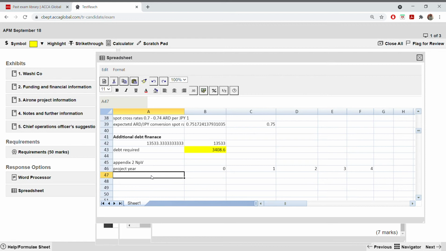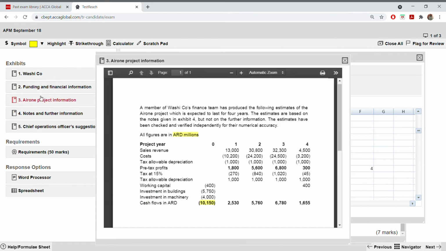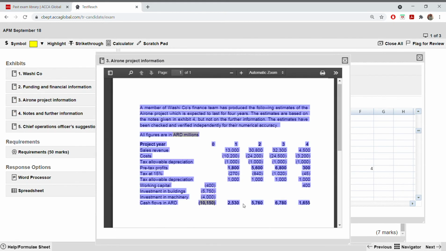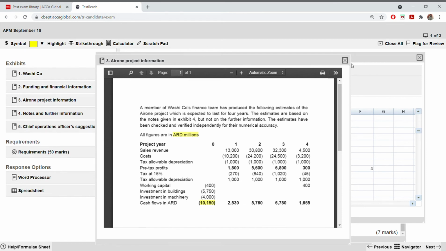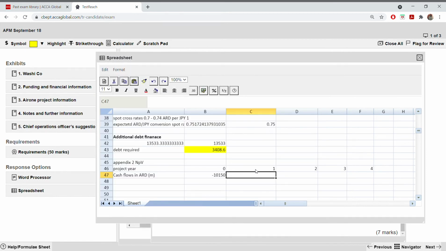So now cash flow. Cash flows in which currency? In ARD, in millions. So starting with 0, it will be minus 10,150. All these are in millions, so I'm just dropping the 3 zeros. 10,150 million, cash flows in ARD. For year one, I can just copy paste from here. 25356 as it is. So 2530, all these are positive. 5760, then next we have 6780.